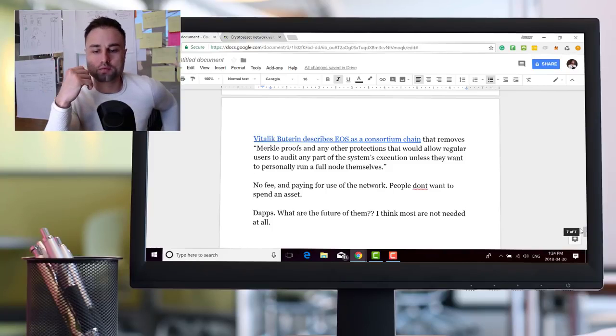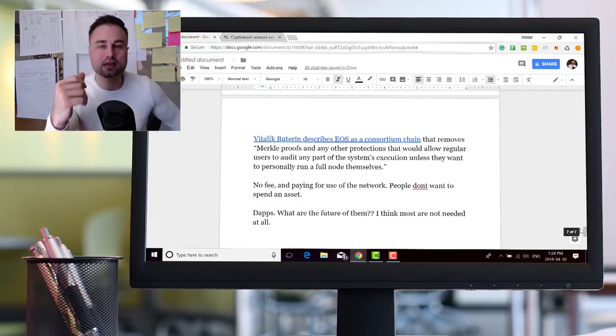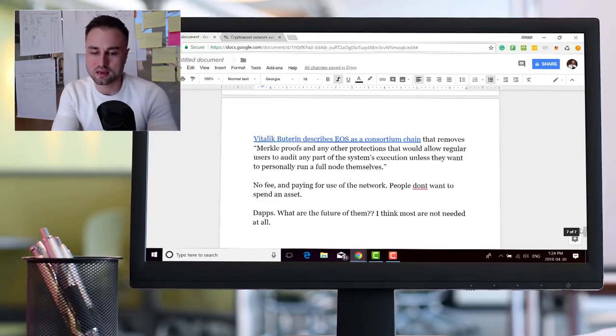Vitalik talks about how, because it's removing Merkle proofs and other protections without regular users auditing it, EOS might actually have issues. For me, besides what Vitalik said, what's fascinating is the no fee system and the staking system. There are two big issues for me. Number one is if I have to pay for bandwidth, and I know for a fact that my EOS token keeps on increasing, I would not use my EOS token to buy bandwidth, because it's more valuable to me as an asset.